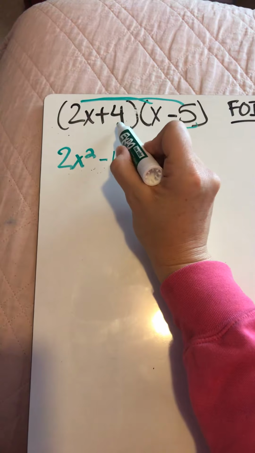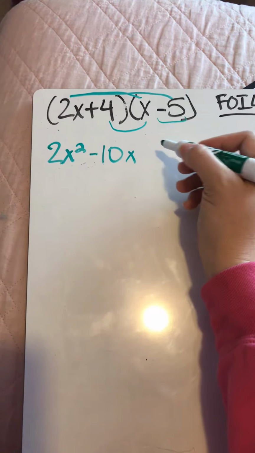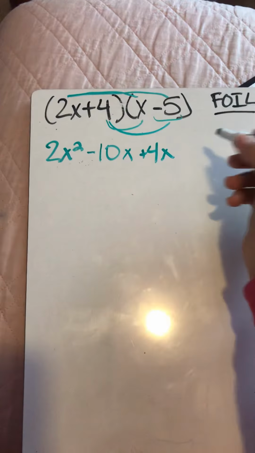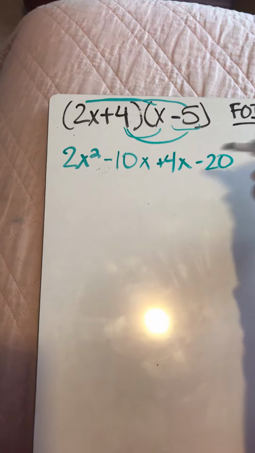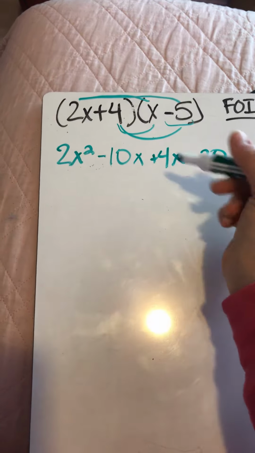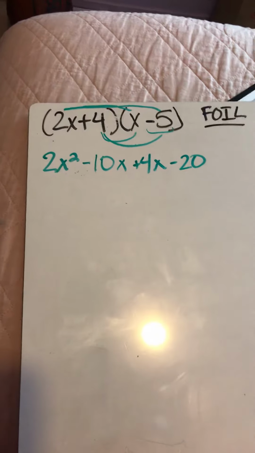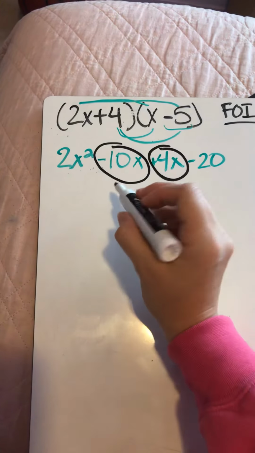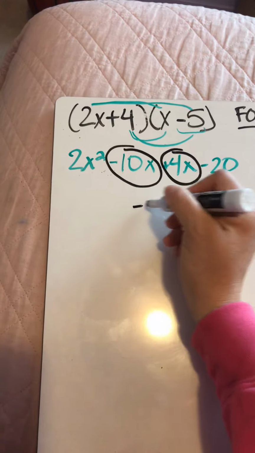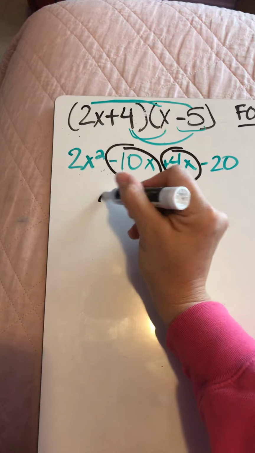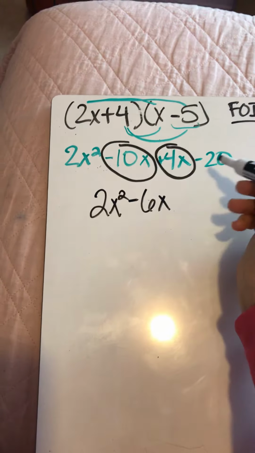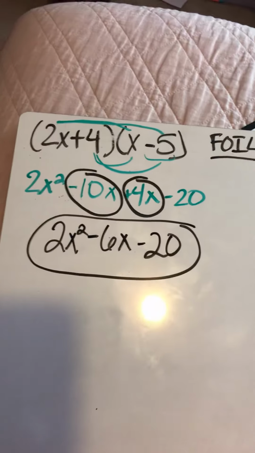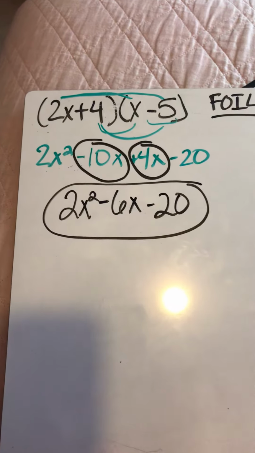Now your 4 is also going to be multiplied into your next group, which is going to be 4x. And then your 4 times your negative 5 is going to give you a negative 20. Now I also need to look here to find some like terms. Well, I can see that my x's can be combined. A negative 10x and a positive 4x are going to give me a negative 6x. Now I can bring everything else down. 2x squared minus 6x minus 20. Nothing else can be added, so we are good to go.